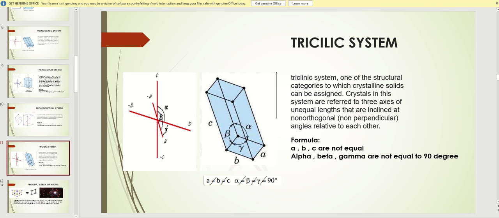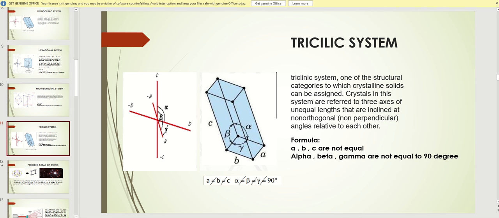Triclinic system. A crystal system that refers to 3 axes of unequal lengths that are inclined, not perpendicular, at angles relative to each other. So A, B, and C are not equal, and alpha, beta, and gamma are not equal to 90 degrees. This is the formula where A, B, and C are not equal, and alpha, beta, and gamma are not equal to 90 degrees.